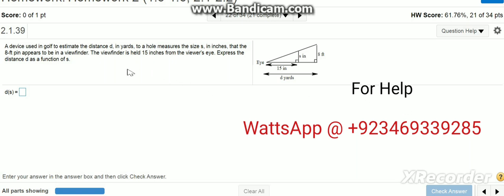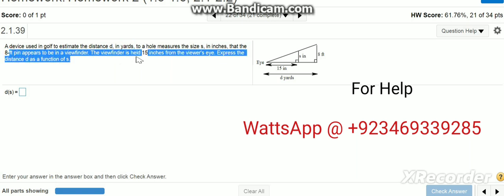In our next question, a device is used in golf to estimate the distance d in yards to a hole, based on the size in inches that the 8 feet pin appears to be in a viewfinder. The viewfinder is held 15 inches from the viewer's eye.